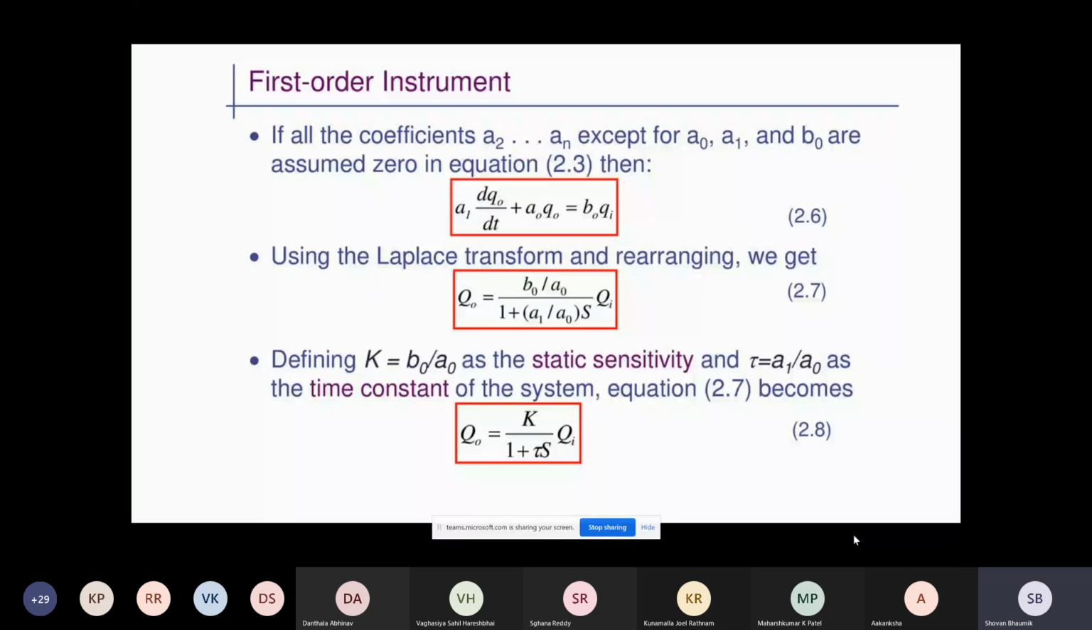The static sensitivity is about the gain. That means when the input is not varying, it is constant, then the output will be K into Qi. That means how much amplification in output you are getting from the input. And then tau is the time constant. That means it says how quickly, when you give some step input, the system output is reaching steady state, that represents the tau.